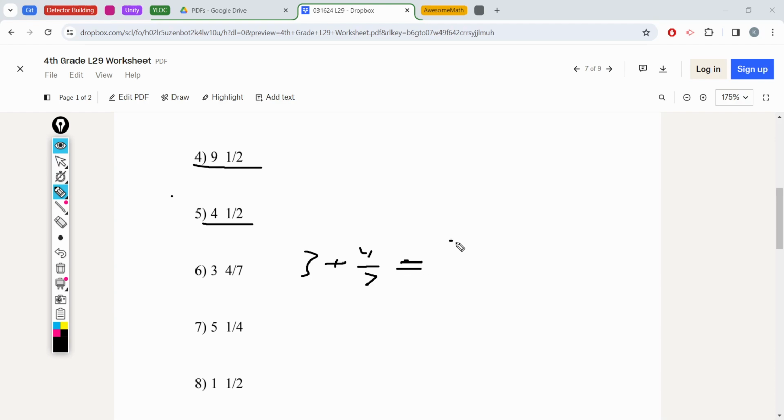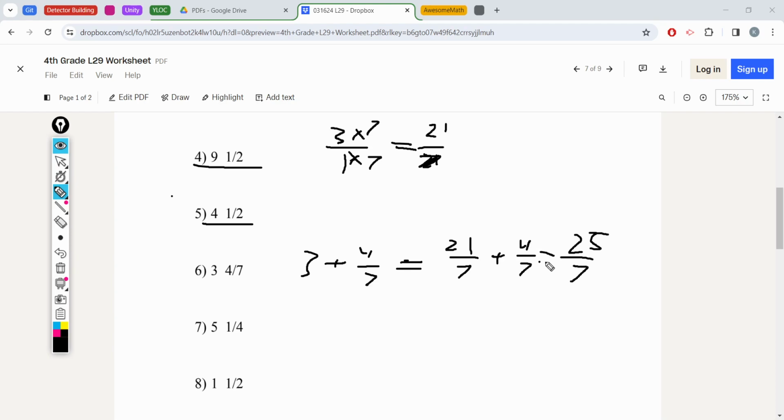Well, 3 is the same thing as 21/7. And the reason we can do that is 3/1. We can multiply the top and the bottom by 7. You should know that 3/1 is equal to 3, because any number divided by 1 is the same as the original number. So this will give us 21/7, and then of course plus the usual 4/7, which will give us 25/7.